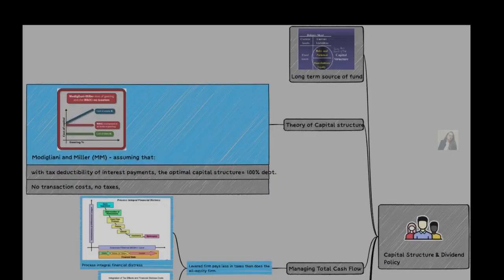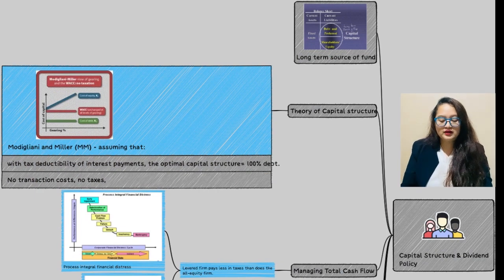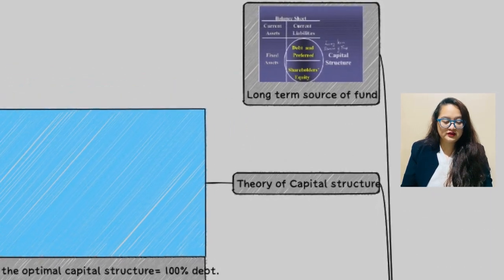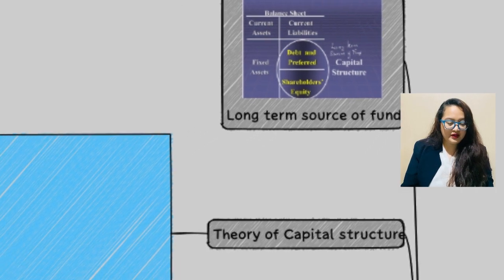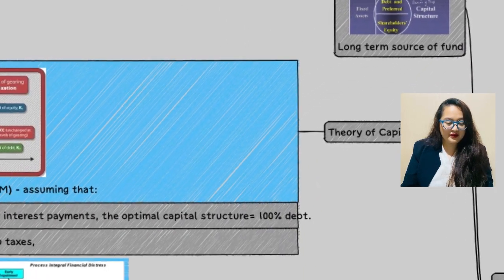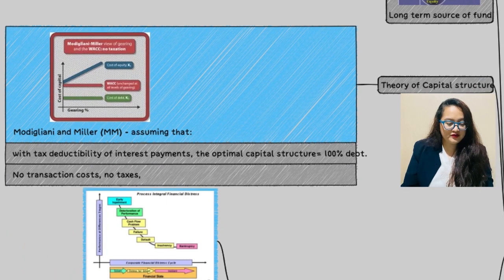Enjoy. Number 4 is capital structure and dividend policy. What's the difference between financial and capital structure? Capital structure is all about long-term sources of funds. So if you go to the balance sheet, you're going to take a look at debt and preferred, also shareholder equity. I also put the theory of capital structure. It's important. It's from Modigliani and Miller.